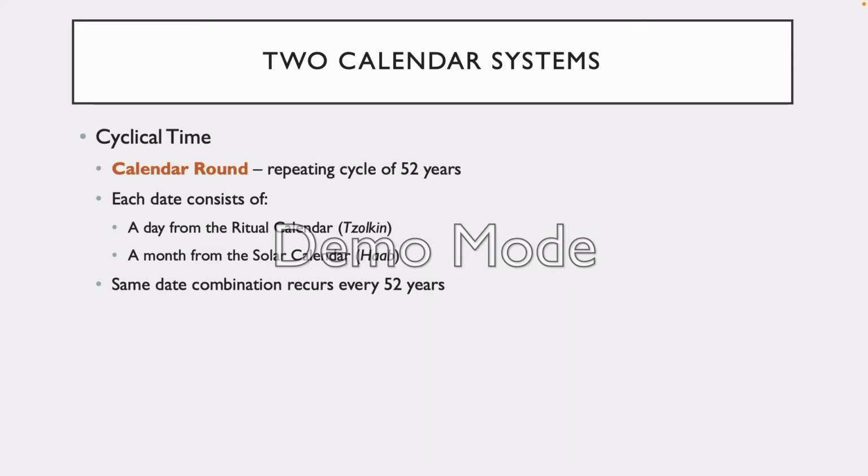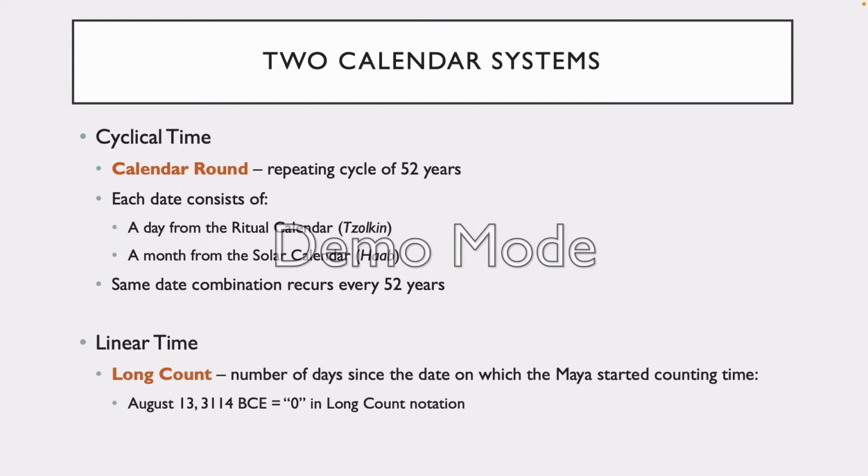The system involves 2 different calendars. There's cyclical time, which is called the calendar round, and that involves a repeating cycle of 52 years. In this system, each date consists of a day from the ritual calendar, or the TZOLKIN, and a month from the solar calendar, which is called the HAAB. And the same date combination recurs every 52 years across those 2 calendars.